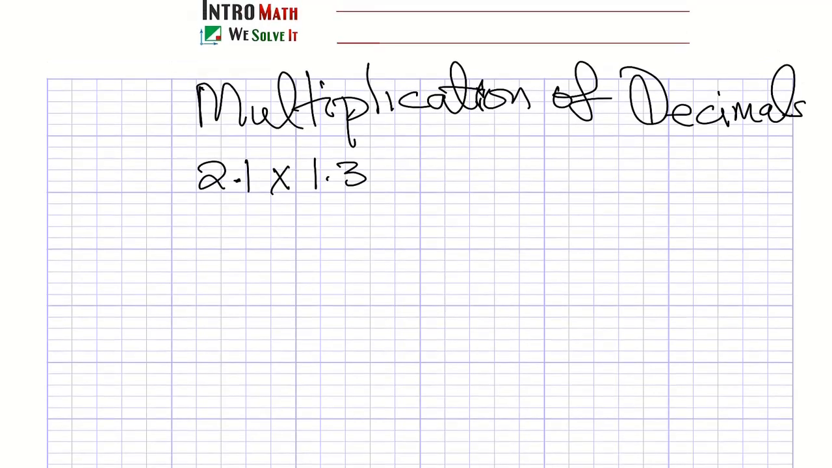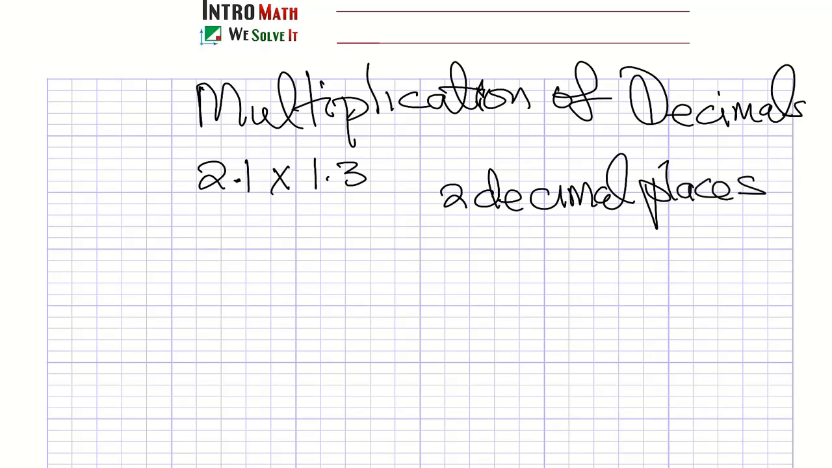So what you do is you multiply. Well, count the number of total decimal places, right? 2.1 has 1 decimal place, 1.2 has another 1 decimal place. So you add them together, and that is two decimal places, right? So keep that in mind. That will be useful as we do this problem.